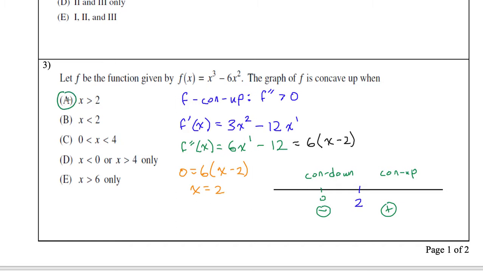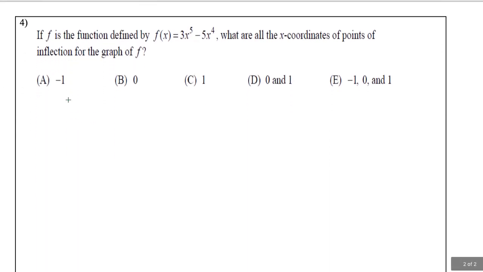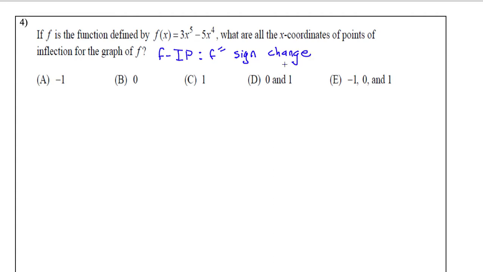We're on to number 4. If f is defined by that function, I need to find the inflection points. So give me the definition. The function inflection points. What is the definition? It's where f double prime has a sign change. So I need to find f double prime, and I'm only given f. I'm taking the derivative and the derivative on top of that.